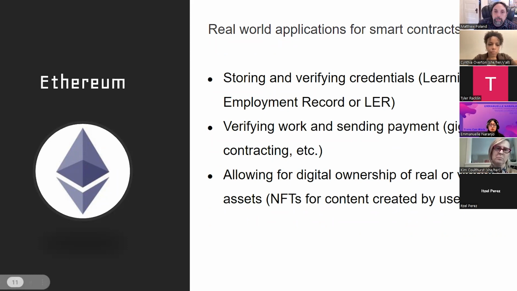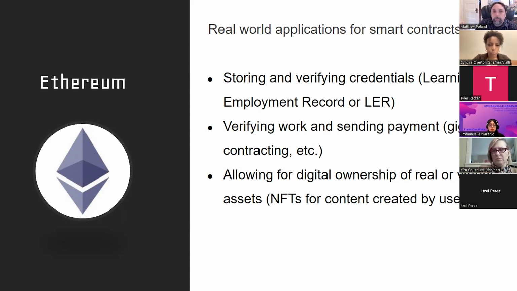Cynthia mentioned this, Emmanuel mentioned this in the chat. So this is being experimented with now, a learning and employment record, and it's because of a smart contract on Ethereum. I don't know if these are stored on Ethereum. I'm assuming they probably are, but that allows you to share your work history and your credentials with somebody using a smart contract.